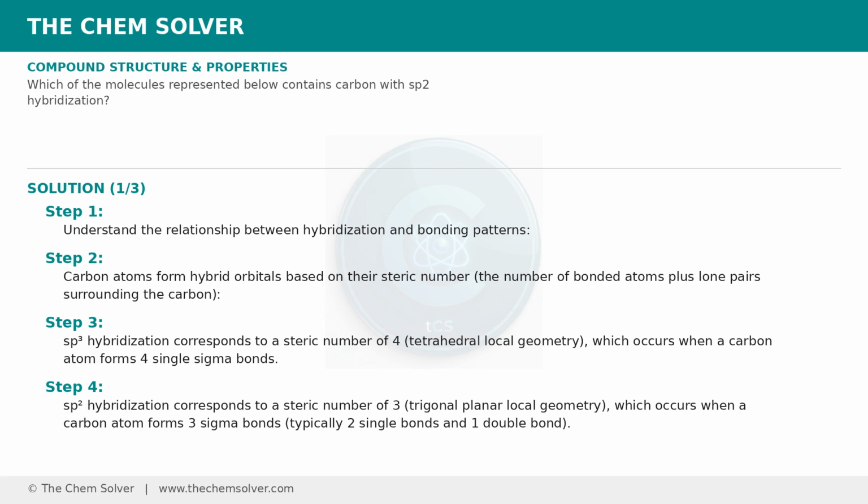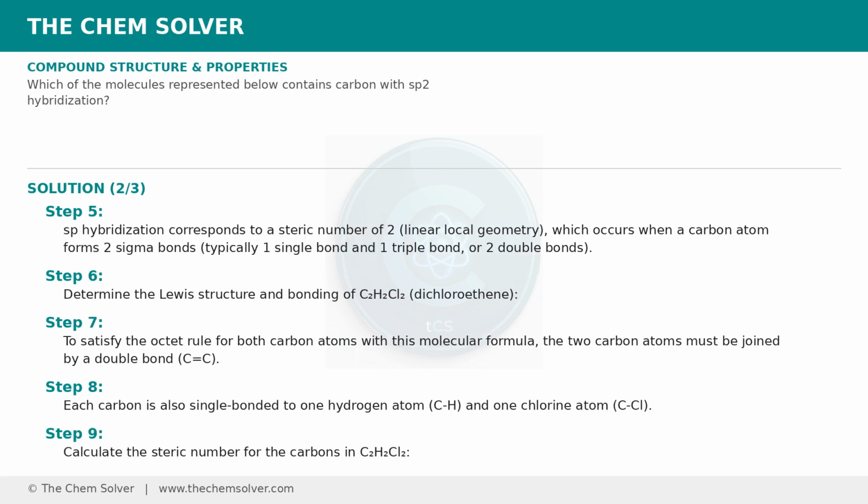sigma bonds. sp² hybridization corresponds to a steric number of 3, trigonal planar local geometry, which occurs when a carbon atom forms 3 sigma bonds, typically 2 single bonds and 1 double bond. sp hybridization corresponds to a steric number of 2, linear local geometry, which occurs when a carbon atom forms 2 sigma bonds, typically 1 single bond and 1 triple bond, or 2 double bonds.